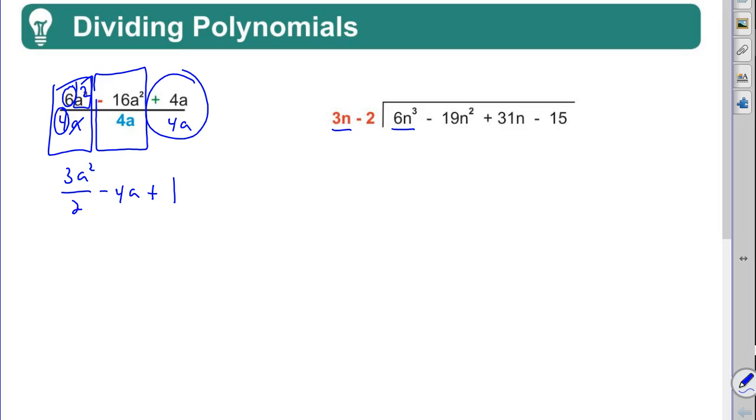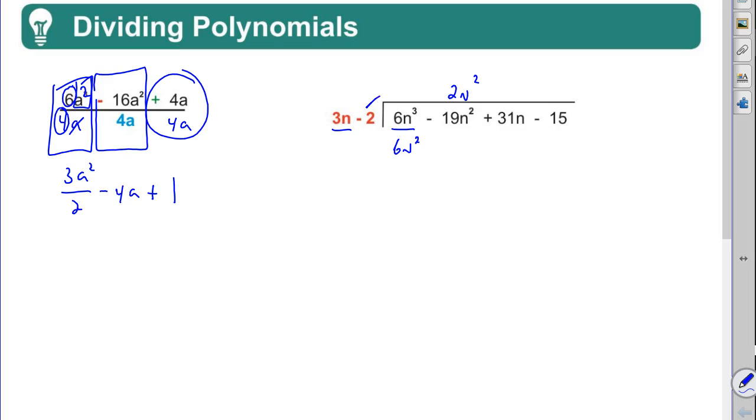All right, 6n cubed divided by 3n is a 2n squared. And I like to keep my terms lined up. Notice this is the squared column. All right, so we've got 2n squared. Now I've got to distribute. 3n times 2n squared is 6n cubed. Now, those should always match. If they don't, you made a mistake to begin with.